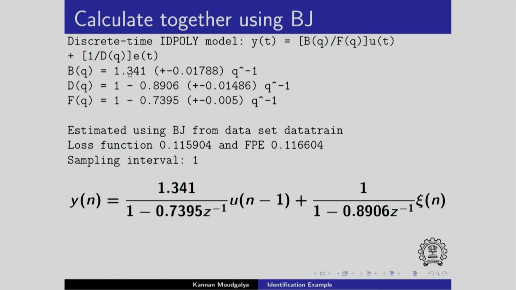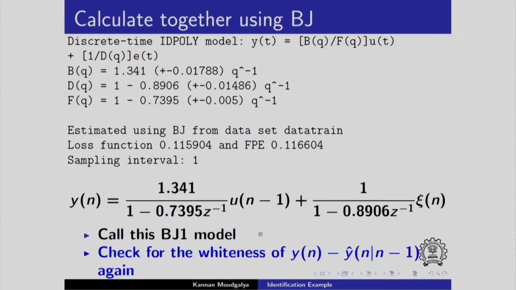You can see that B is 1.341 and it is given here, and it has a delay of 1, z to the power minus 1, so I put U of n minus 1 here. The denominator here is F, and that is 1 minus 0.7395, which I have taken here, and finally 1 over D, D is given here, 1 minus 0.8906 z inverse, times C of n. We call this model BJ1. This is the first model that we have determined by fitting all the parameters simultaneously.